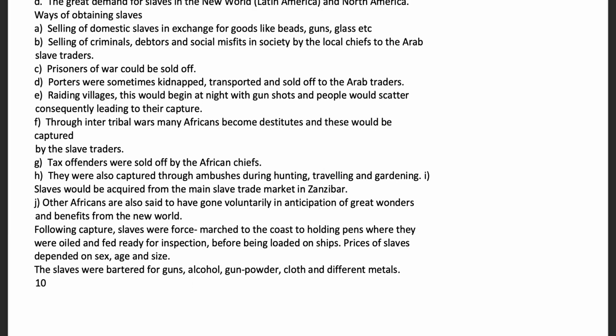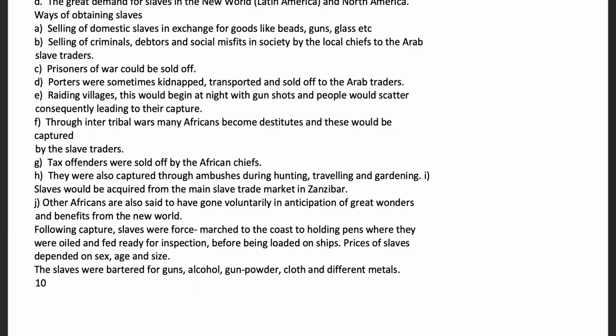E. Raiding villages. This would begin at night with gunshots and people would scatter, consequently leading to their capture. F. Through intertribal wars many Africans became destitute and these would be captured by the slave traders. G. Tax offenders were sold off by the African chiefs. H. They were also captured through ambushes during hunting, traveling and gardening. I. Slaves would be acquired from the main slave trade market in Zanzibar.